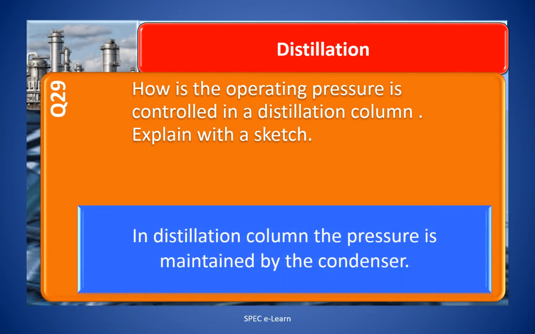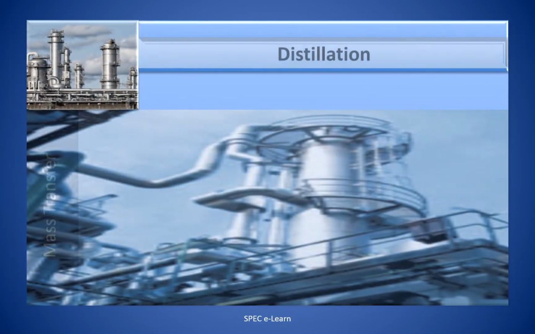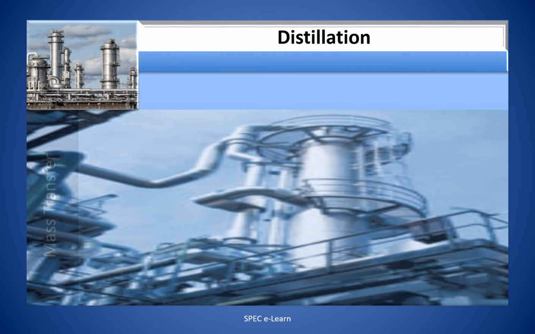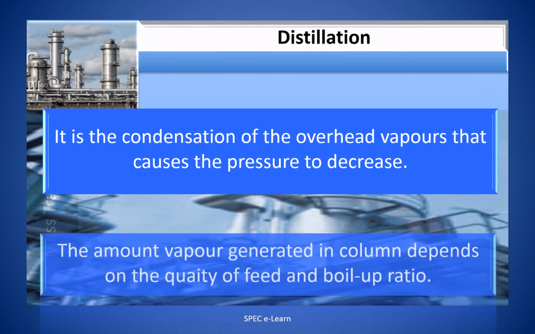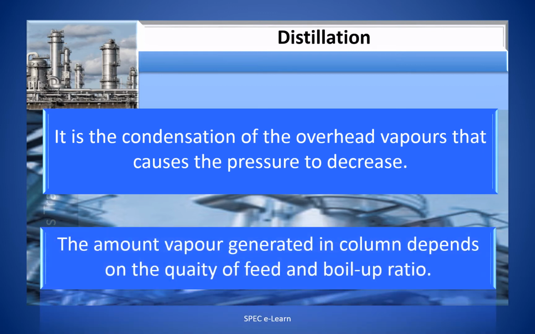The time is up. The answer. In a distillation column, the pressure is maintained by the condenser. It is the condensation of the overhead vapors that causes the pressure to decrease. The amount of vapor generated in the column depends on the quantity of feed and the boil-up ratio.